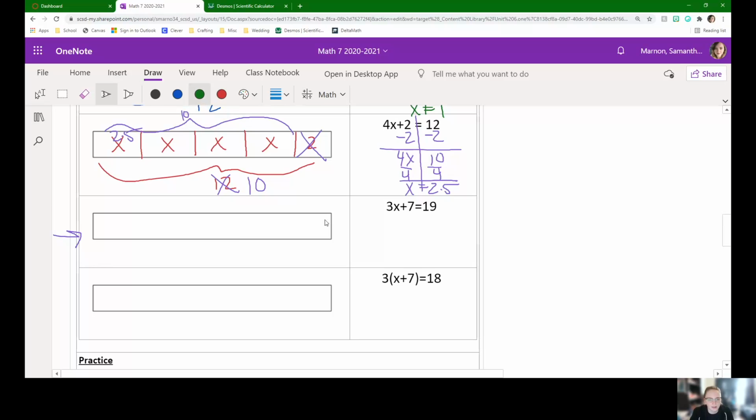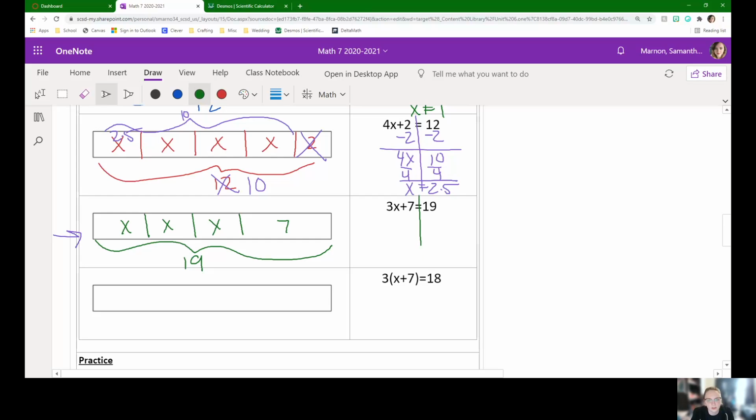Okay, so if you drew this diagram, the whole thing is going to be 19. We have 7, so let's see, that's a little more than a third. So that's about 7. And then the rest I need to split into 3 for my x's of the same size. So that's my 3x and my 7. So now we can solve for X.